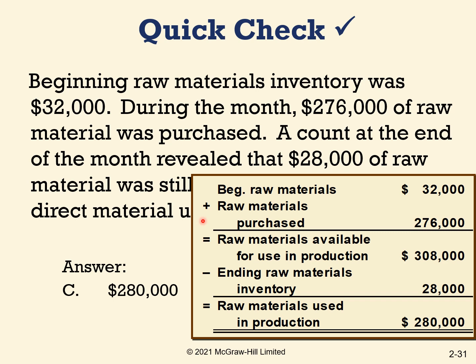So as you can see, the answer is our beginning raw materials, which was $32,000, plus our purchases, which was $276,000. So our beginning and our purchases equals our total raw materials available, our 308, so we add those together. And if we're looking for what was used in production, we need to take away our end inventory of 28,000. So the 308 available for production minus what was left of 28,000 is going to give us our total raw materials used in production of 280,000.